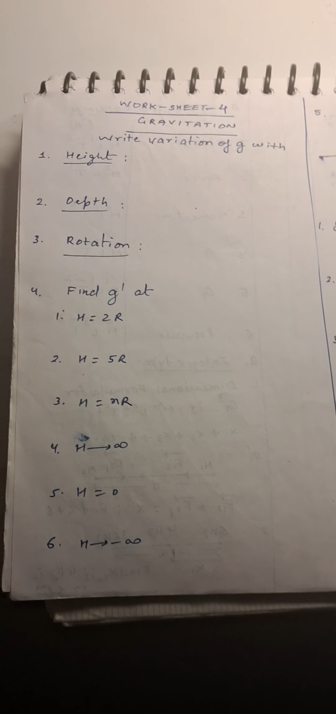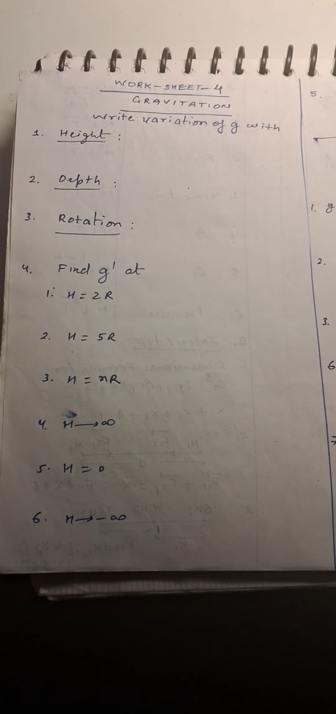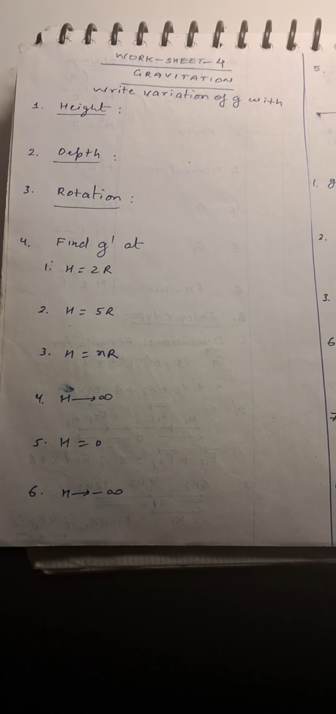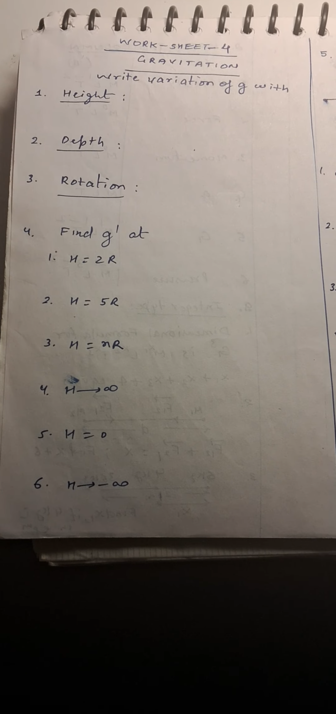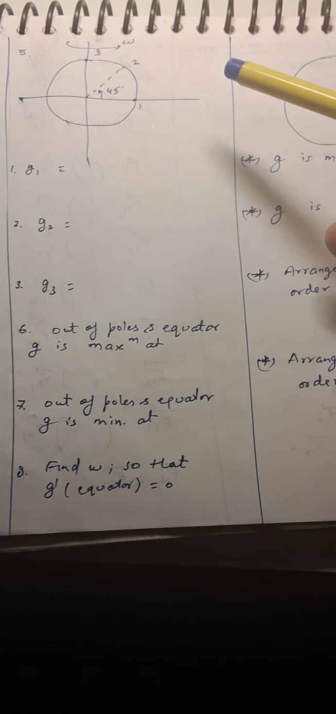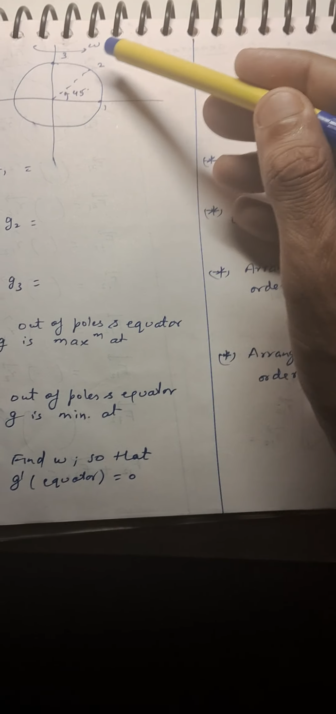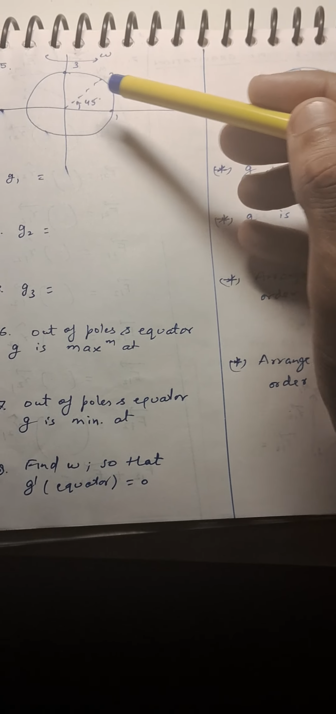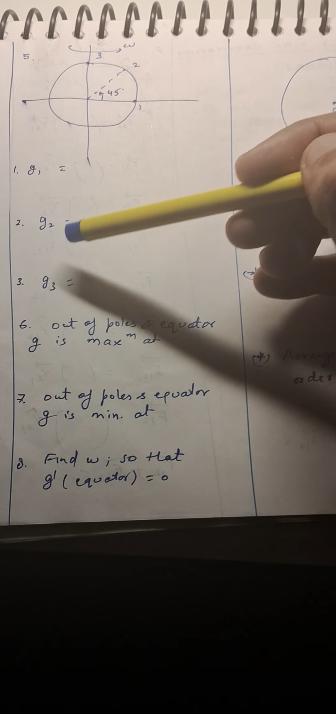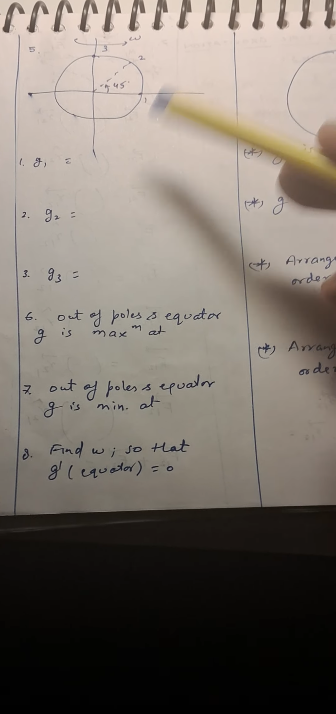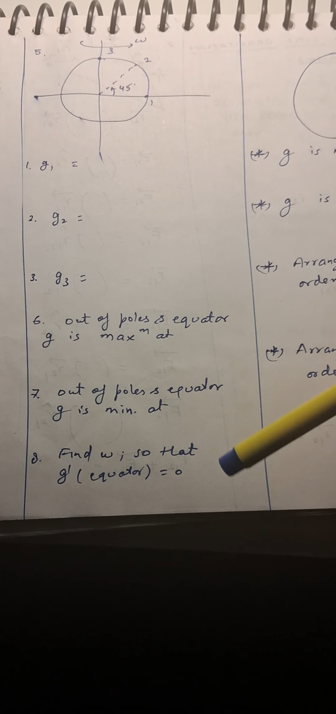Here is another worksheet on gravitation, which is about variation of gravity with height, depth, rotation. Then there are simple questions on finding the acceleration due to gravity at various points corresponding to these heights. Then we are being given a question on rotation of Earth and impact of gravity on that, and we need to find acceleration due to gravity at different points, and analysis at poles and equator.